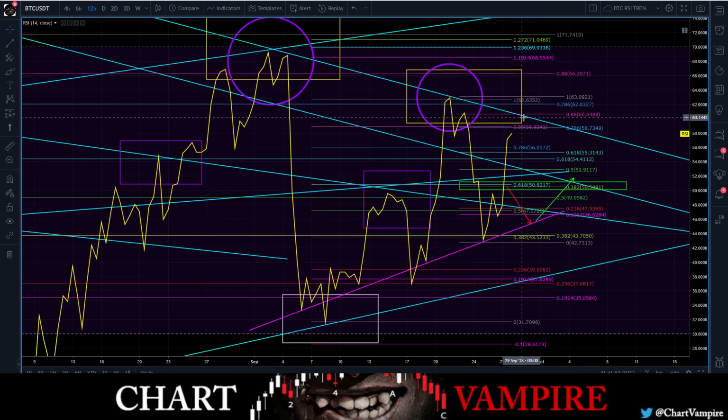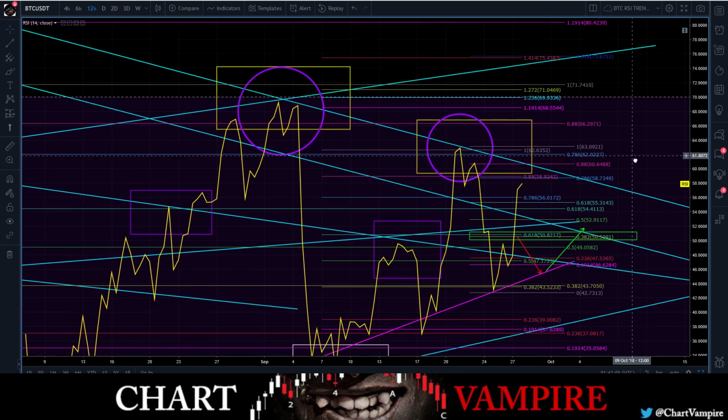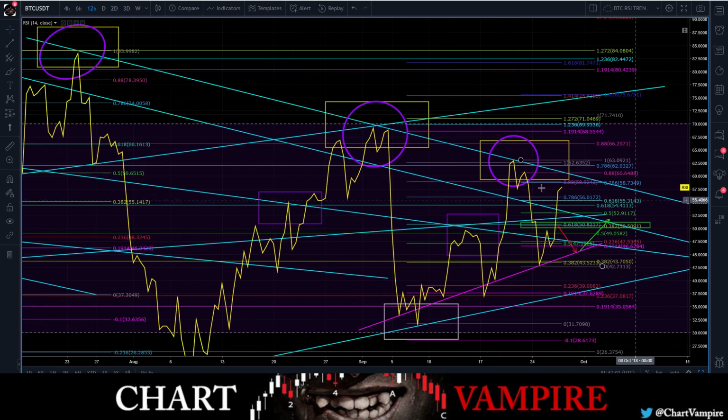But here's your top trend line right here for the past, and this is where this has died out. This is where price action has come to die. This line right here on your 12-hour RSI is where price action has come to die.